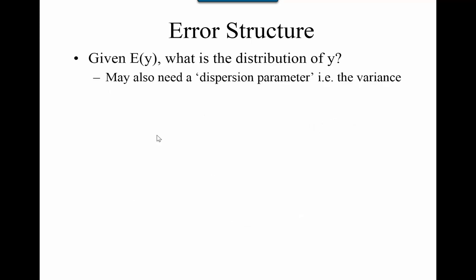Error structure. So now, given that expected value of y, what is the distribution of our observations? And this sometimes can come with an extra parameter that measures something like the variance. So in a normal linear model, we have the expected value of y, and we also estimate a dispersion, or the variance of our residuals.